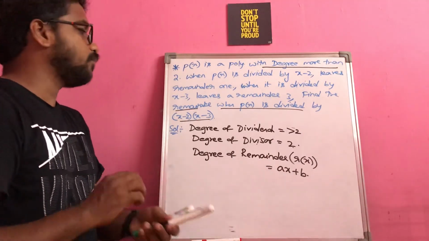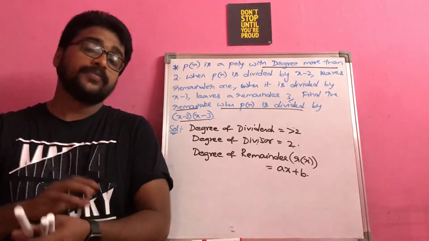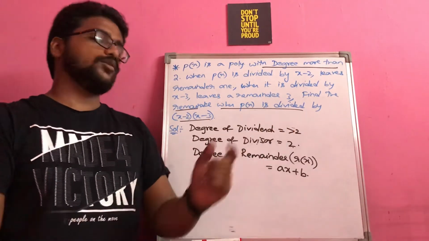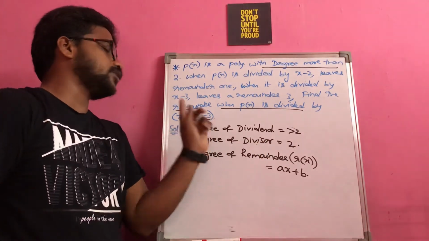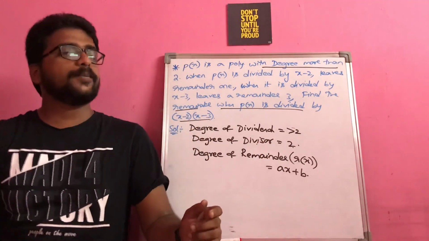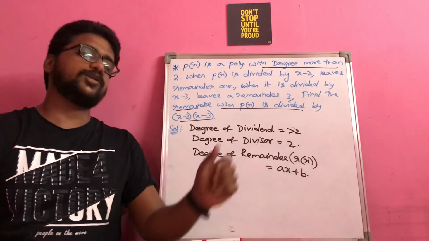I will just give one more explanation. Please listen carefully. Degree of dividend is greater than 2, they had given. Degree of divisor: this is the divisor, x minus 2 into x minus 3. If you take the product, you will get the highest power as 2.